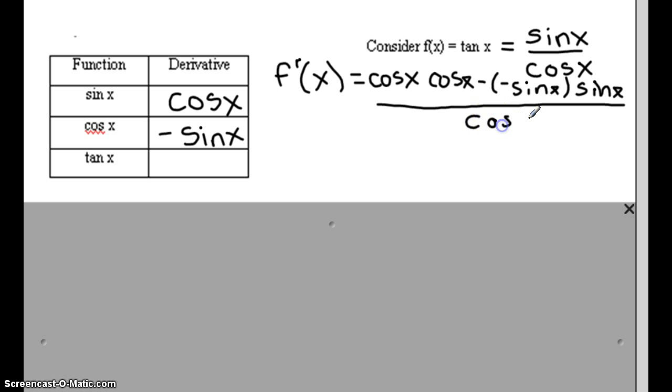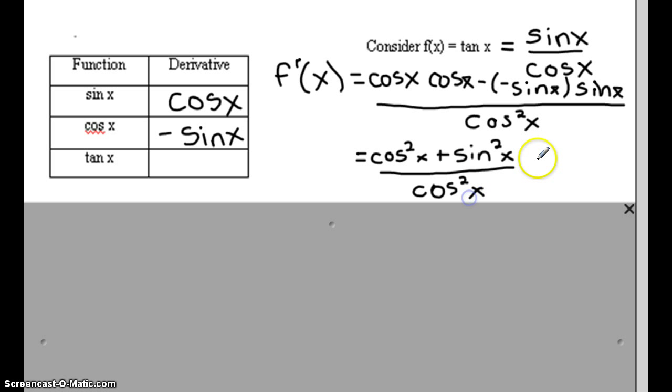So cosine squared is cosine squared x. If I simplify this, I get cosine times cosine, so that is also cosine squared. Negative times a negative is plus. Sine times sine makes sine squared. And then divided by cosine squared. So let's think back to our identities. Here we go. Cosine squared plus sine squared makes 1. And divided by cosine squared. Okay? 1 divided by cosine squared is the derivative of, what were we finding the derivative of? Tangent. So the derivative of tangent is 1 divided by cosine squared.